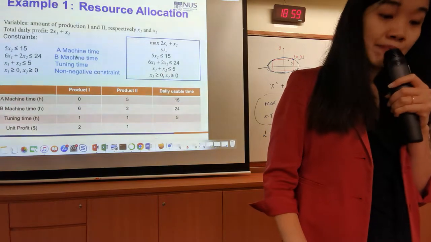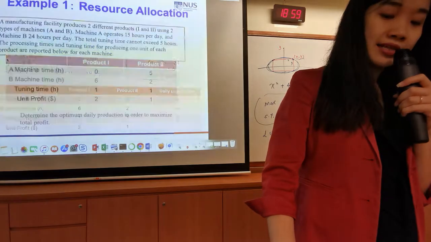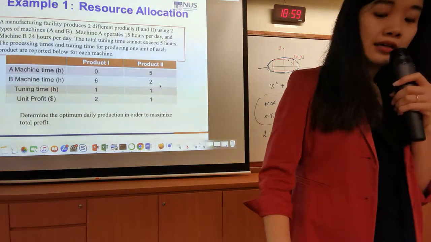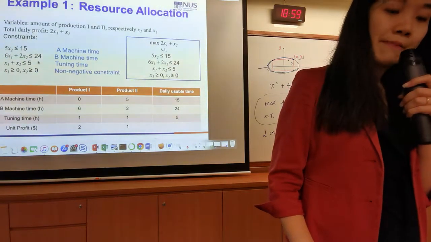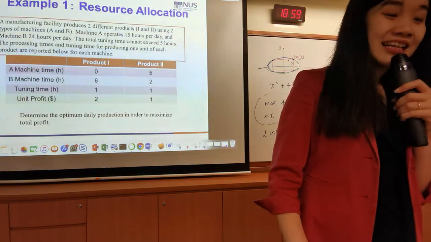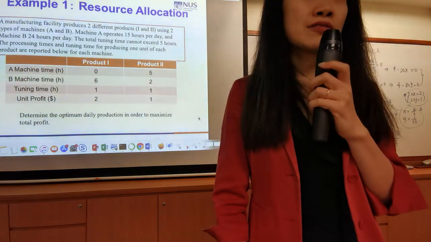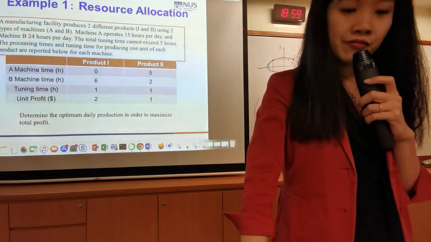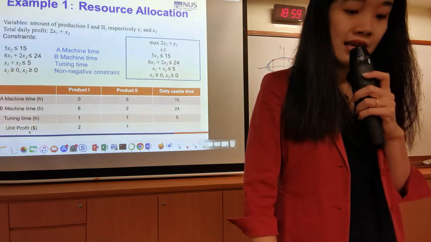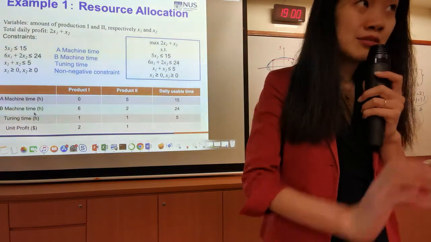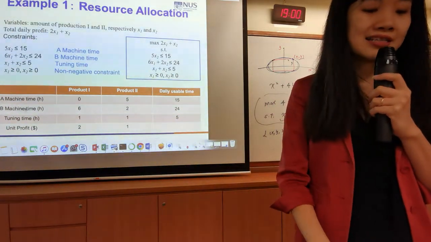But for machine B, both products will use the machine time. The unit machine time gives 6x1 plus 2x2, smaller or equal to the upper bound. So see, when you write this in a table format, it's already the matrix. The table gives you a good sense of the coefficients and the limits of your matrix. You've got the daily upper bound here, and also the tuning time, because the machine needs some startup or shutdown phase. So the tuning time is also clearly stated here.